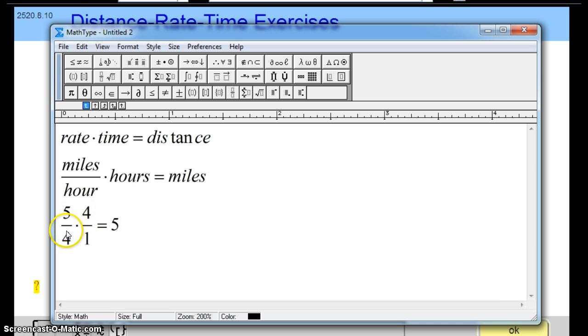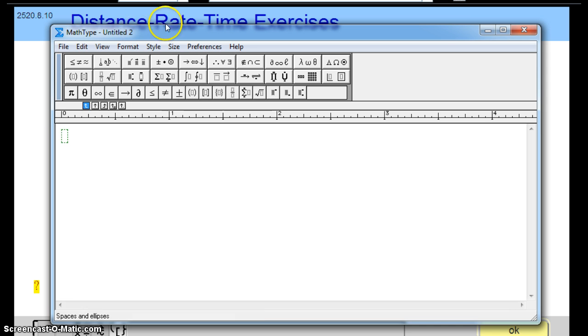We see that the same way with words: hours cancel. So you have miles divided by hours, and it's the same thing as 5 divided by 4 times 4. The 4's cancel and you get 5. The hours cancel and you get miles. So rate times time equals distance. You can always write these things out and solve them for yourself just to check. So this is something you have to believe, that rate times time equals distance.